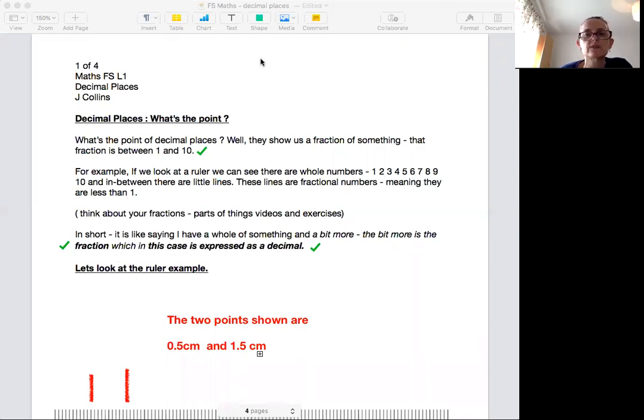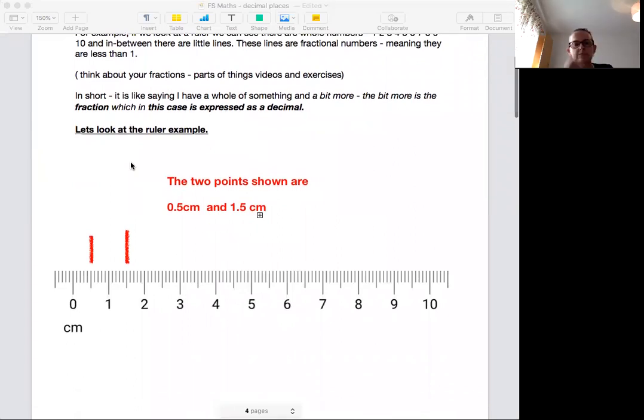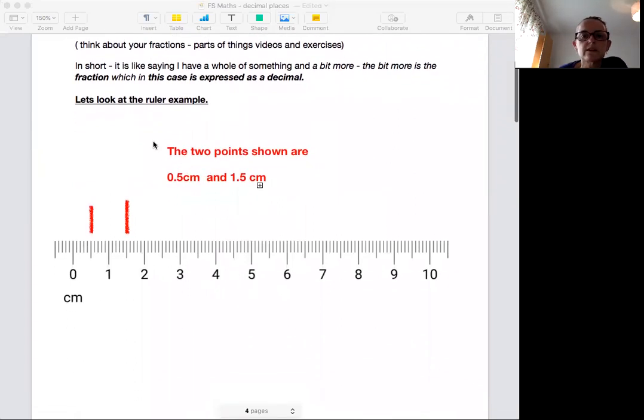Okay, so let's just take my ticks off. I'm getting used to this now. Okay, so let's look at the ruler. We can see, as I was saying before, 1, 2, 3, 4, 5, 6, 7, 8, 9, 10. We can see all those numbers on that line, yeah? 1 to 10. And then in between, we've got all these little bits here. You can see all these little bits here. So they are fractional numbers and they're decimals.